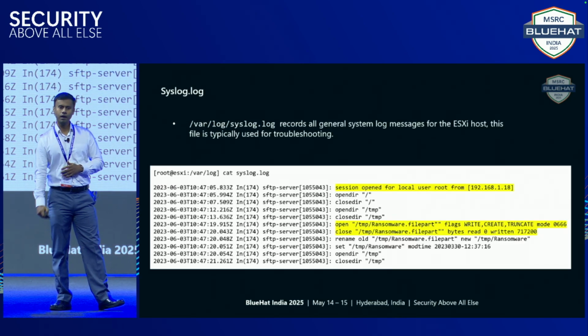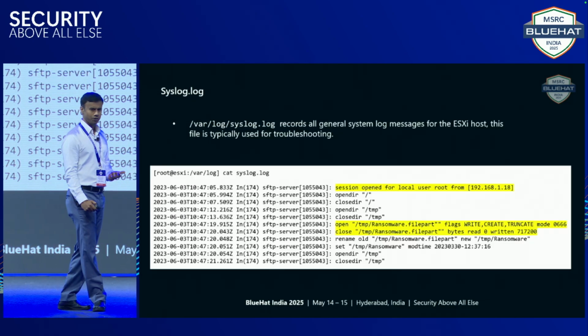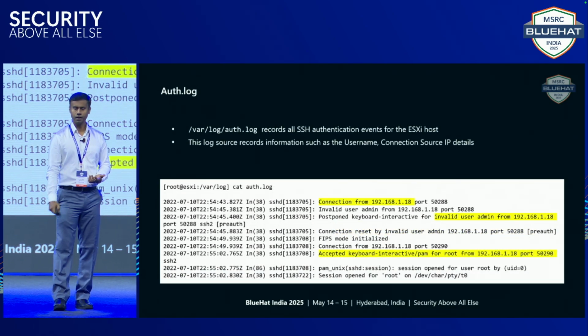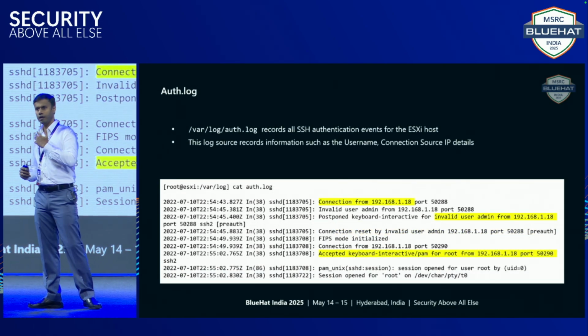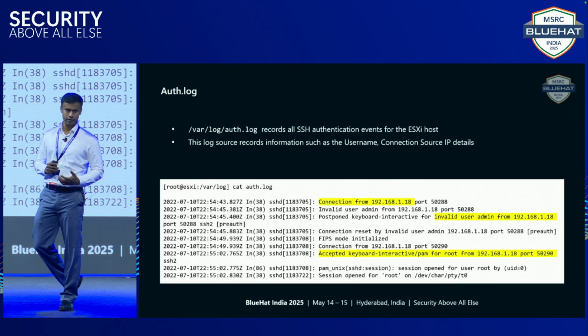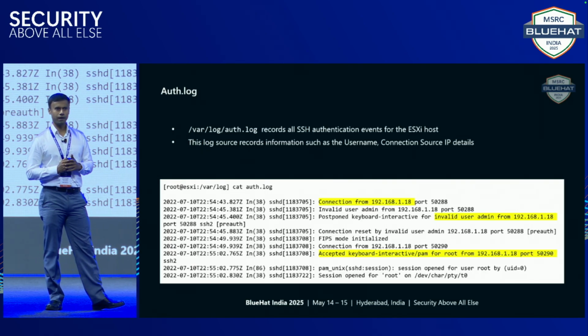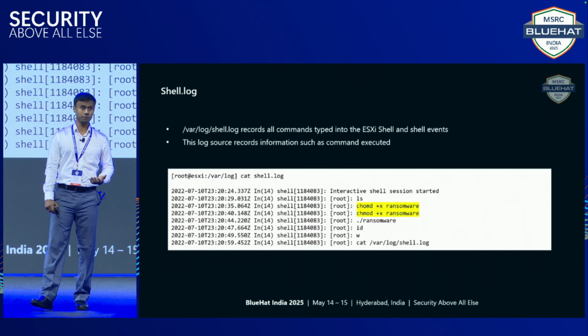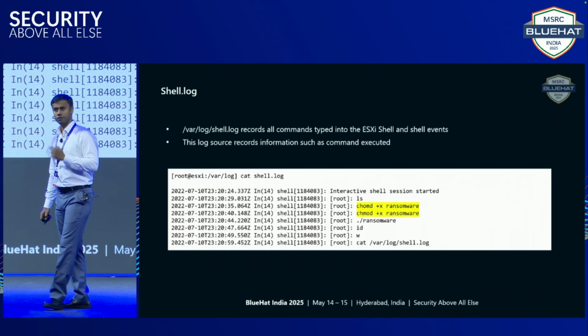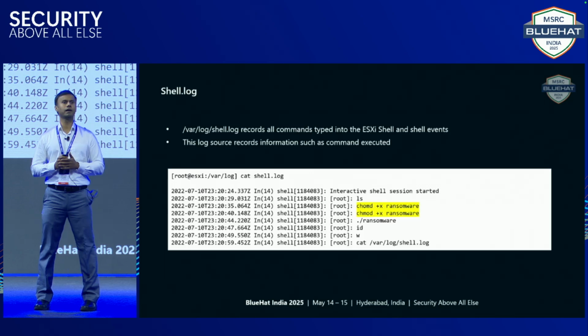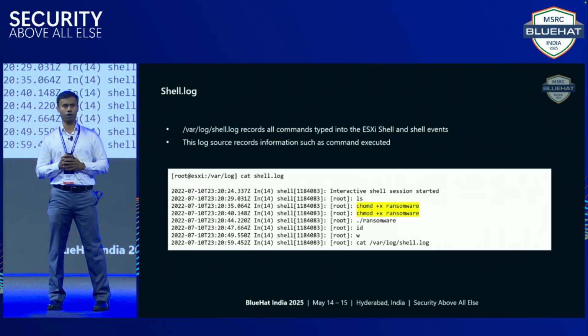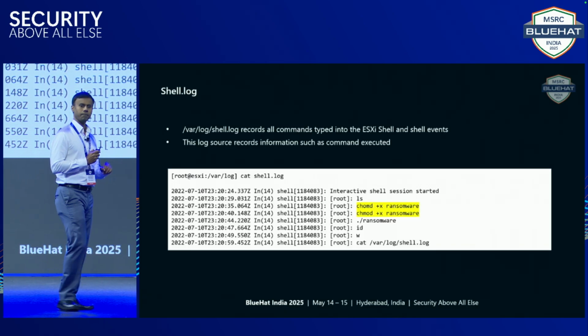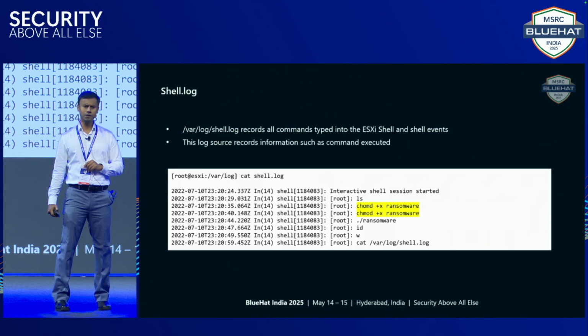Another log file is called auth.log. This records if anyone tries to authenticate through SSH to the ESXi host; that will be recorded here. And then comes shell.log. That's my favorite. Any command execution that happens within the shell in the hypervisors is recorded in this log. Pretty useful artifact.